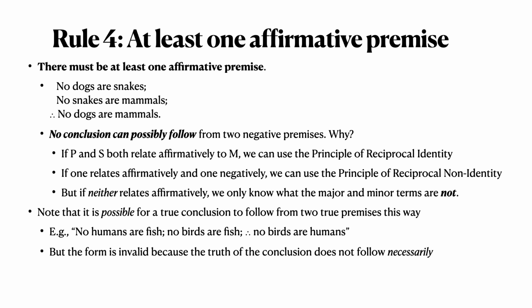Now, when you violate Rule 4, we call that the fallacy of exclusive premises. Exclusive, another word for negative in this case. Why? Because it excludes one term from the other term. And when you have two premises in a row which exclude everything from each other, you've undercut the basis for comparison. You can't go forward with the fundamental strategy of the syllogism at that point. So that's Rule 4.